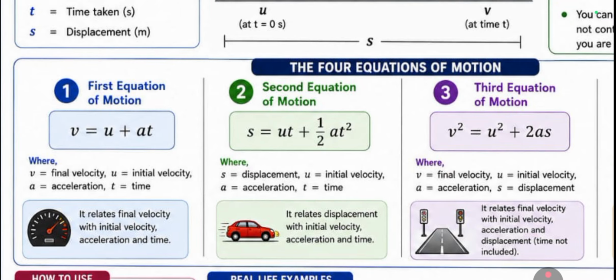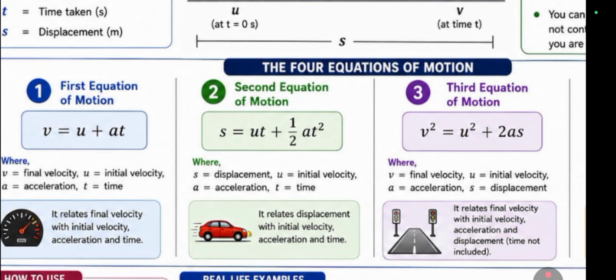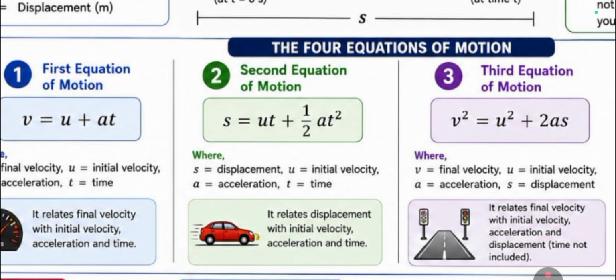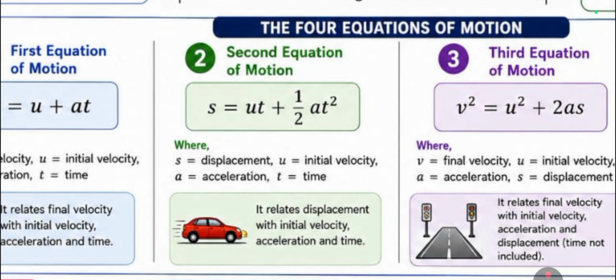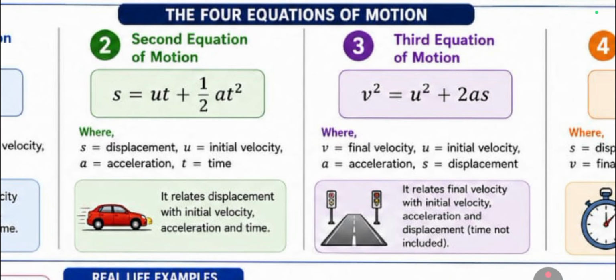This is the first equation of motion, and the second equation of motion is s is equal to ut plus half of at square. Here s is equal to displacement, u is equal to initial velocity, a is equal to acceleration, t is equal to time. It relates displacement with initial velocity, acceleration and time. Here we have to find the displacement, then it depends on initial velocity, time taken and acceleration also. This is the second equation of motion.